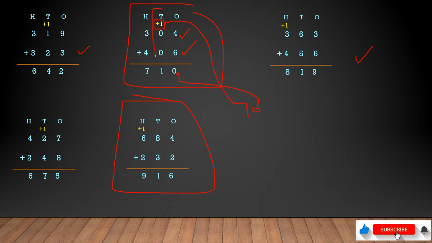Now we have to add all the 3 digits given in this column. So 1 plus 0 is 1, again 1 plus 0 is 1. So we got 1 here. 4 plus 3 is 7. So that's how we got 710.